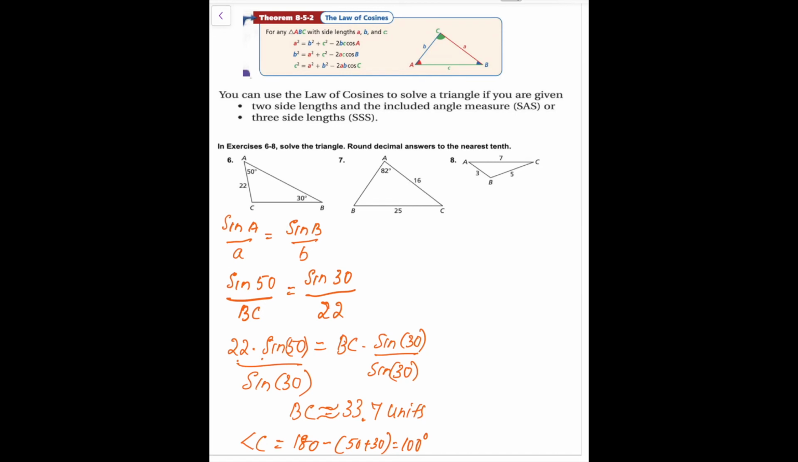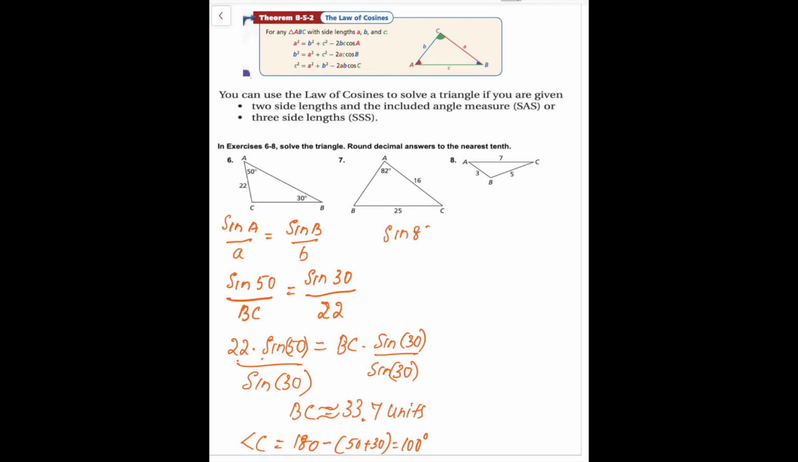Now calculate angle, and you need to calculate side AB also. So for number 7, this is the same type of problem. They gave you two sides and an excluded angle. So you can use again sine A over A equal to sine B over B. So let's put the equation down.